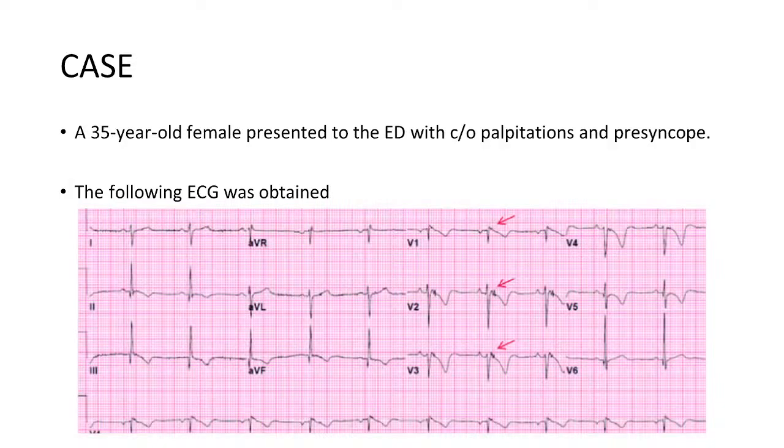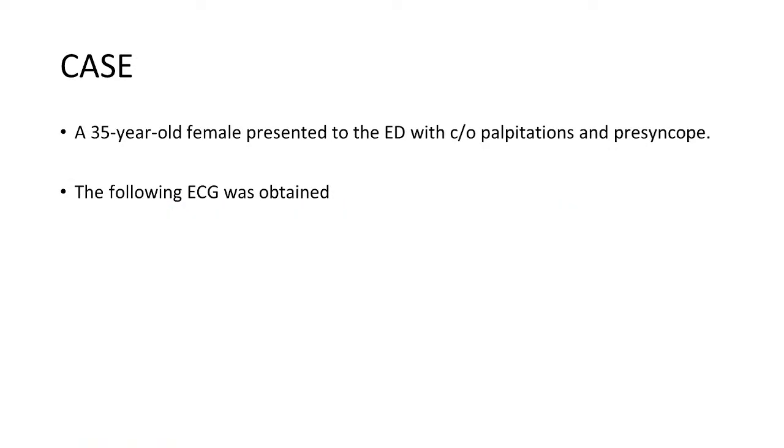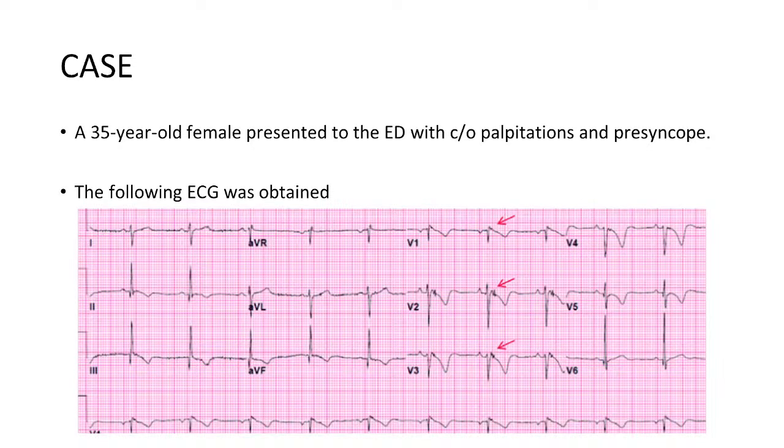Coming to a case. Dr. Nandakishore, read the case. So tell me what is marked here. There is actually a small blip after the QRS complex. So this is a characteristic epsilon wave.